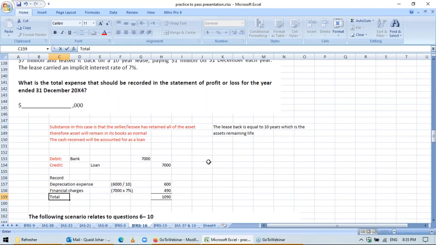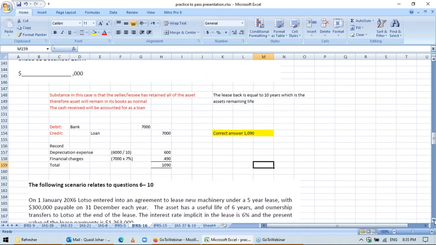So the answer is, in terms of thousand, this is 1090. Otherwise, it is 1,090,000. Okay. So this is the second type of sale and leaseback transaction.